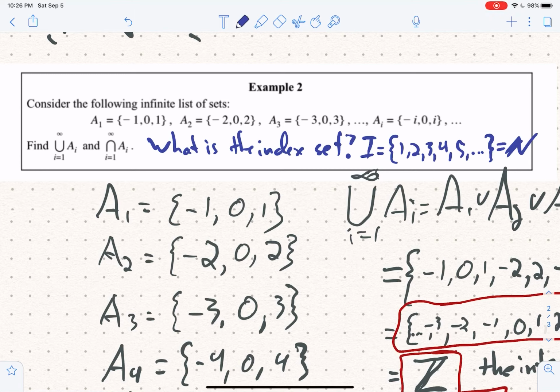In the next example, you're going to see what happens when we want to have an index set other than N. What other infinite index sets can we use, and what do we need to do to our notation here in order to indicate that we're talking about a different index set there? That's coming up in the next video.